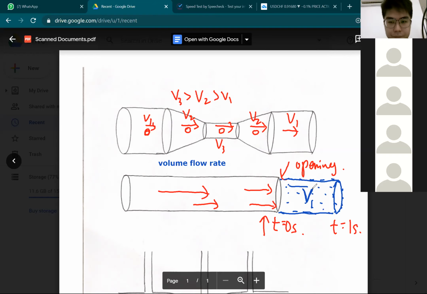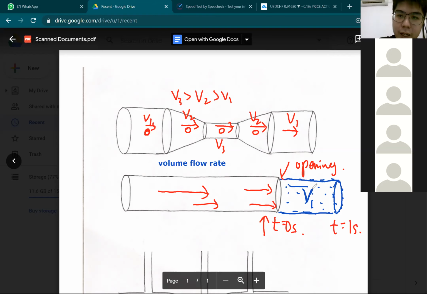Now, volume flow rate is the amount of water flowing in 1 second, and it is measured in volume. I repeat, volume flow rate is the amount of water in terms of volume flowing in 1 second, just like this one. In 1 second, this certain amount of water flows out of the hose. So it's another way to measure speed.